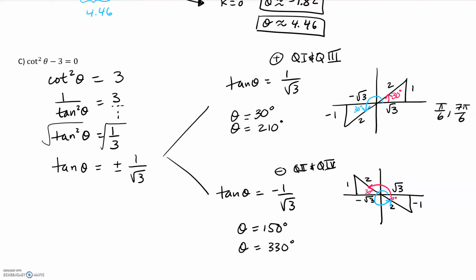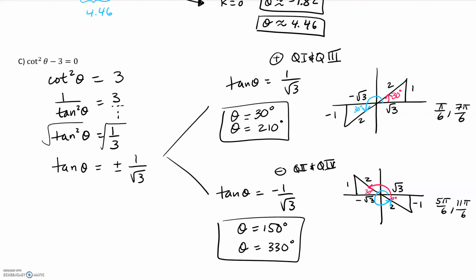Or if we're doing it in radians, instead of 6 pi over 6 going all the way, we stop one short, 5 pi over 6. And instead of going all the way to 12 pi over 6, we stop one short at 11 pi over 6 if we need it in radians. And since they only wanted 4 solutions, I guess that's good enough.